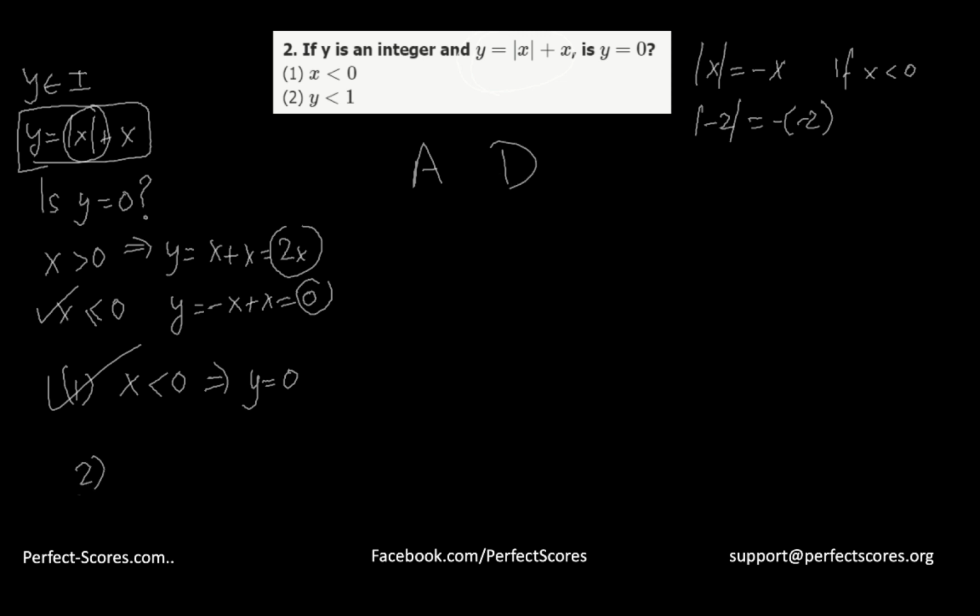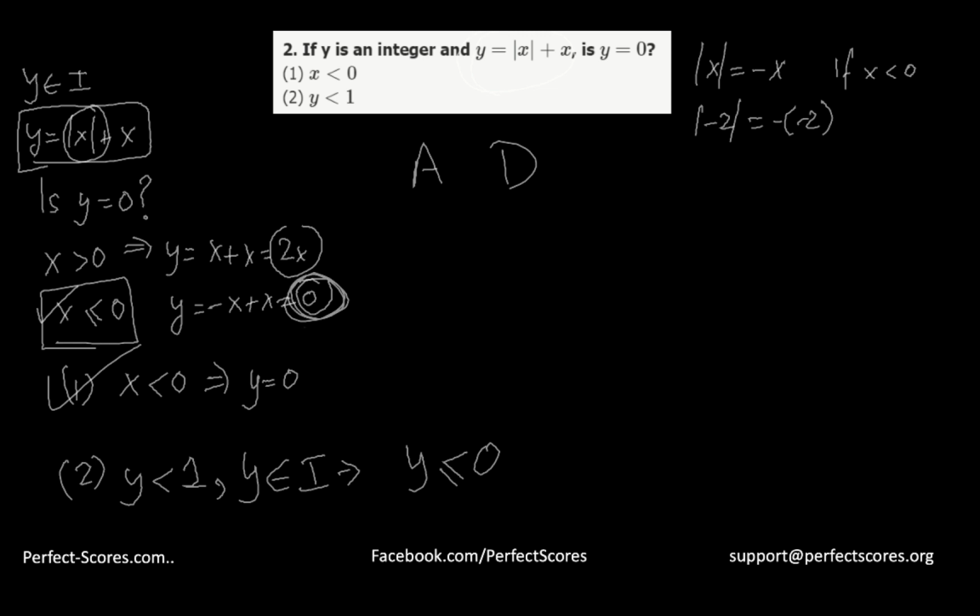Let's look at the second statement. It says y is less than 1. If y is less than 1 and y is an integer, that means y is less than or equal to 0. And when is y less than or equal to 0? That is only the case when x is less than or equal to 0, right? And in that case, the only value y can take is 0.